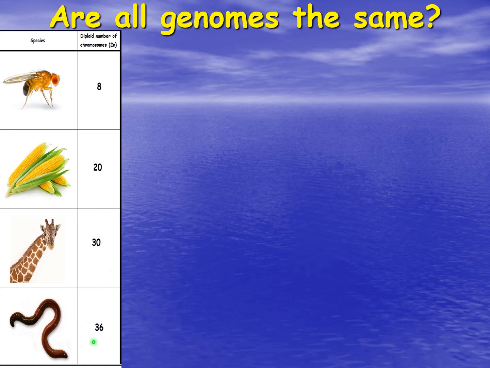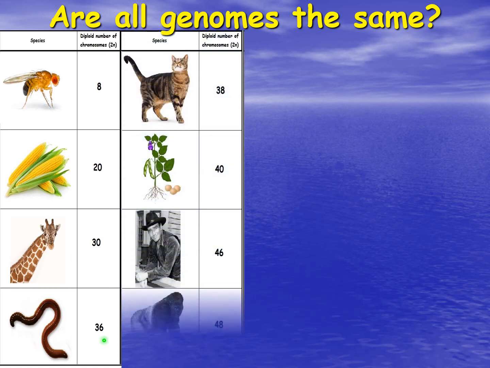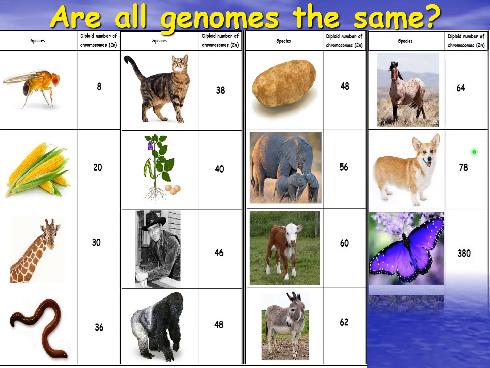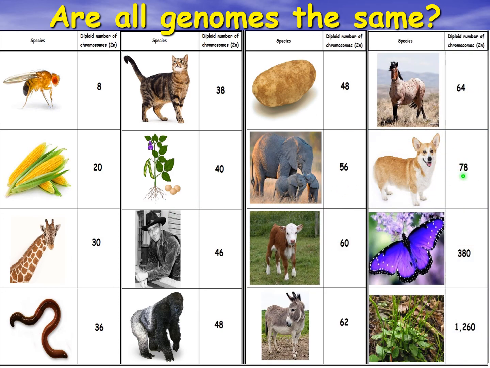The common earthworm has 36 chromosomes. Cats have 38 chromosomes, but dogs actually have 78 chromosomes. So this is what I say: dogs rule, cats drool, right? Okay. Corn has 20 chromosomes, soybeans actually have 40 chromosomes. Man has 46 chromosomes, and the great apes actually have 48. Elephants have 46 chromosomes, while cattle have 60.